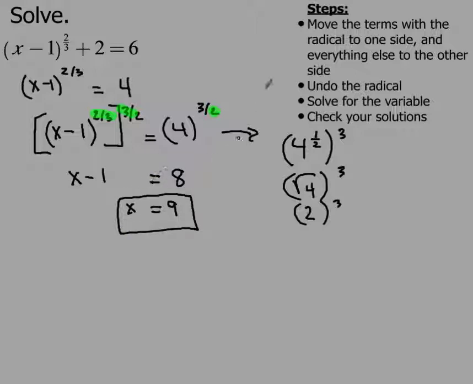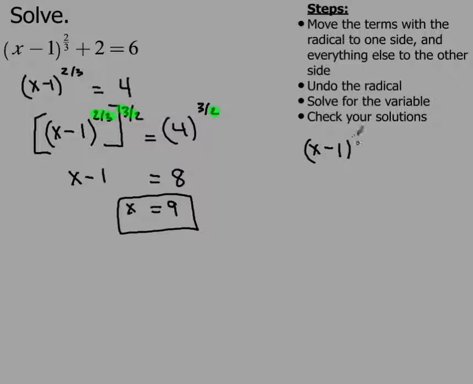Now, let's check this guy and make sure that it is not extraneous. All right, so when we do that, we'll write down the original problem and then substitute in the values we get. So x minus 1 to the 2/3 plus 2 equals 6. Okay, this is our check, so of course we want to identify that by writing the word check.